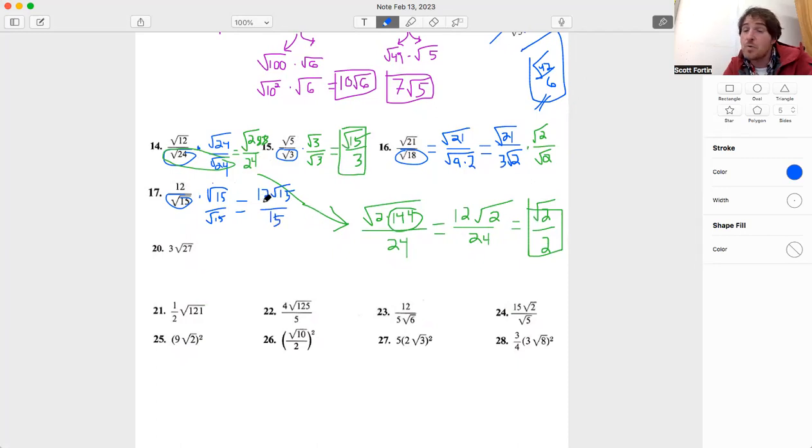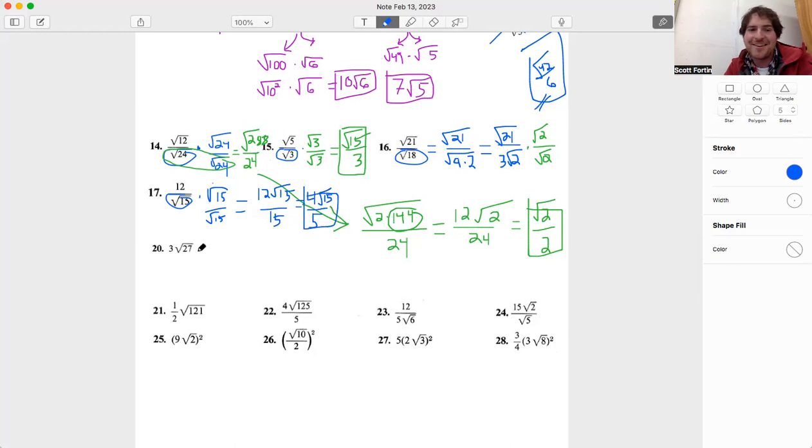And 12 over 15, I can simplify that fraction, right? Remember, simplifying fractions, just find some common factors. A common factor of 12 and 15 is 3. So 12 divided by 3 is 4, and 15 divided by 3 is 5. So the simplest I can write this is 4 root 15 over 5.